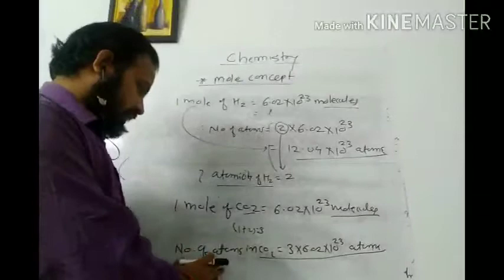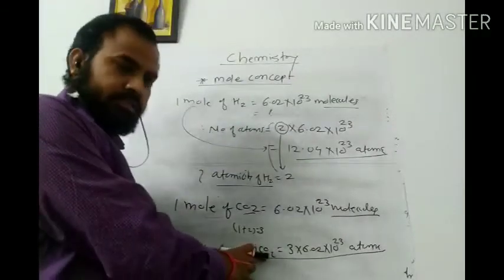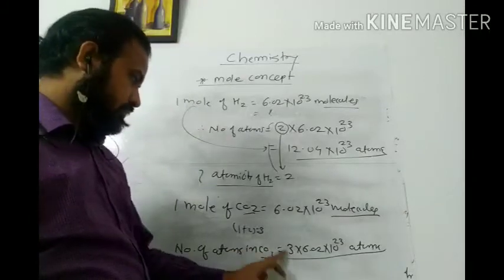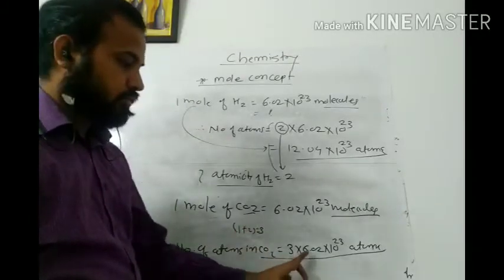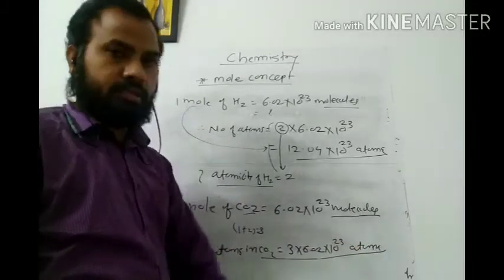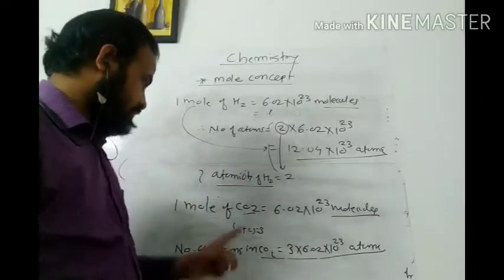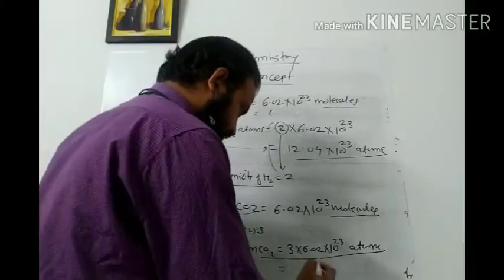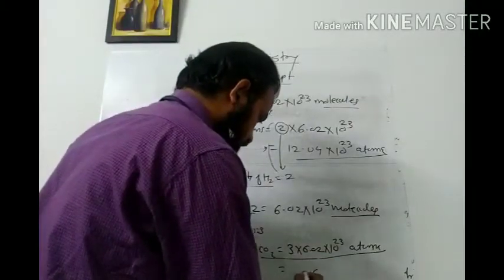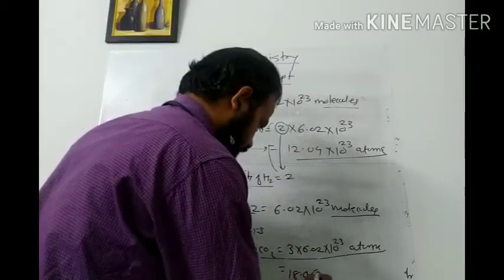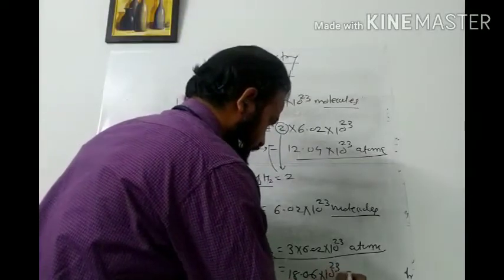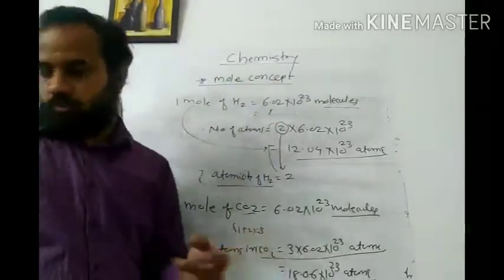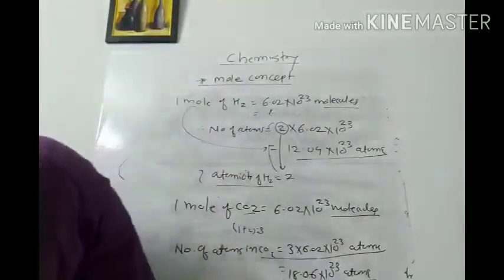So here we calculated the number of atoms present in CO2. I just have to multiply it by atomicity, because the atomicity of CO2 is 3. So 3 into 6.02 into 10 raised to 23 gives me the number of atoms present in 1 mole of CO2. Okay. So I can easily calculate it. 3 into 6.02 is 18.06. So 18.06 into 10 raised to 23 atoms are available in 1 mole of CO2. Okay. So we will take one more example.